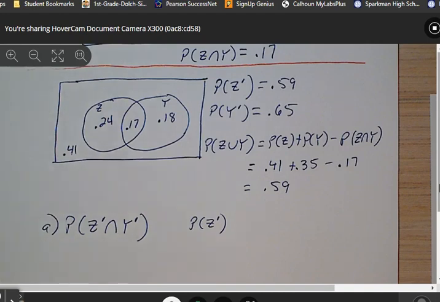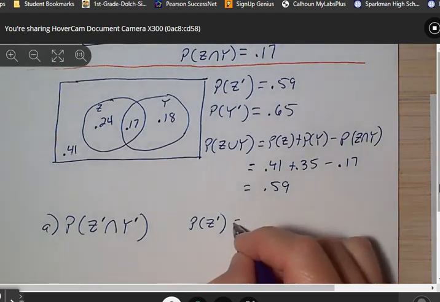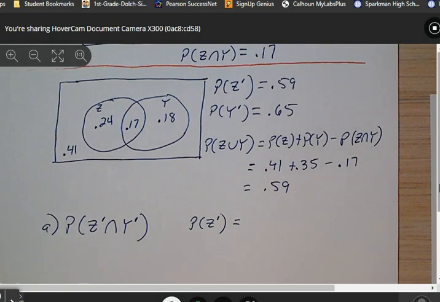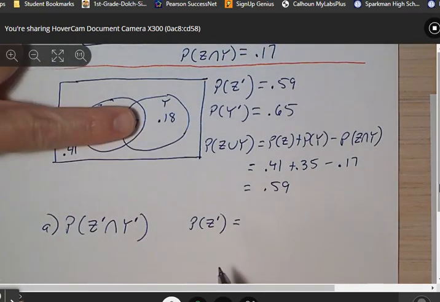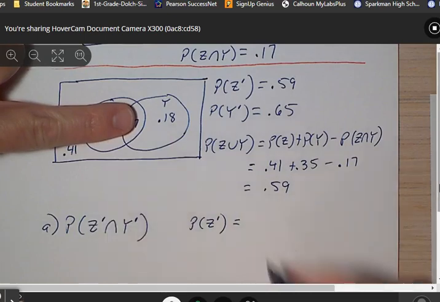Okay, so when you start looking at this one, there are different ways you can go around these. But if it's Z prime, that's everything outside of Z. So to me, that's one to think about what it would be. If you take out everything that's in circle Z, that's going to be the 0.18 that's here and the 0.41 that's here.